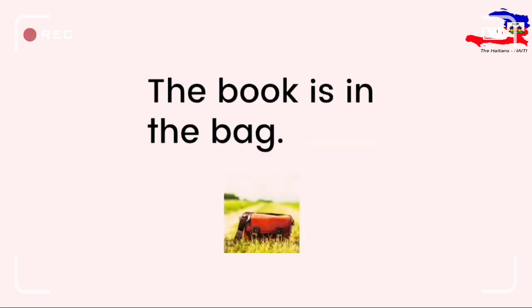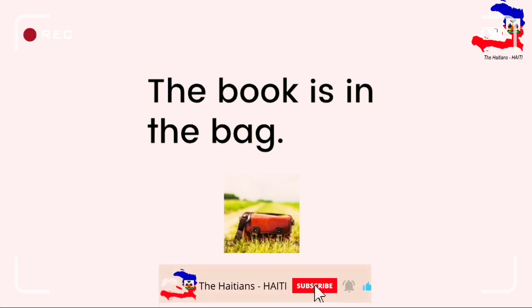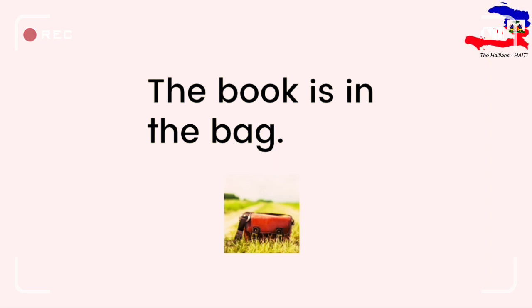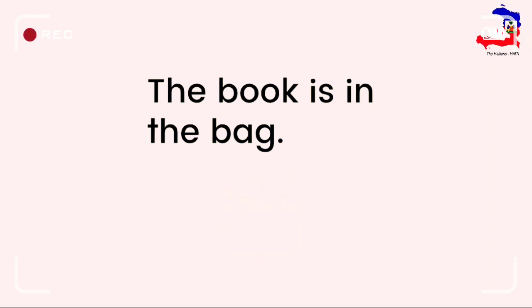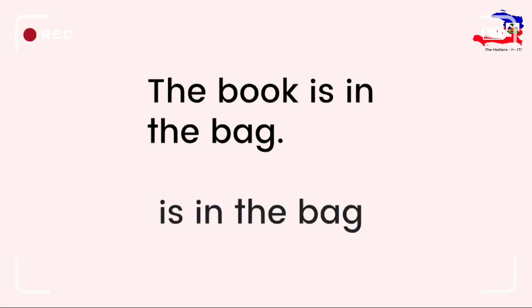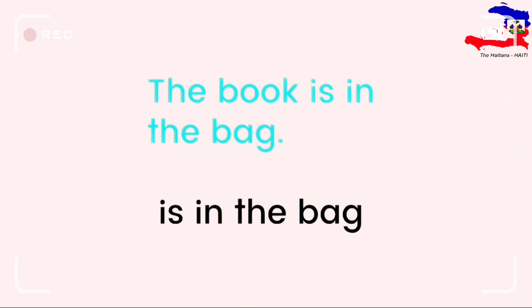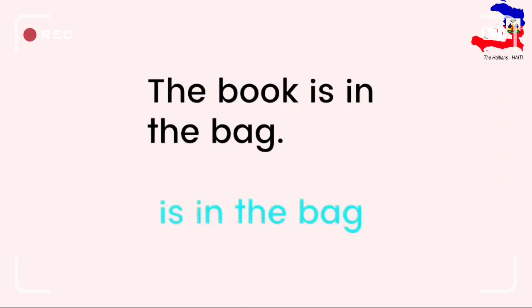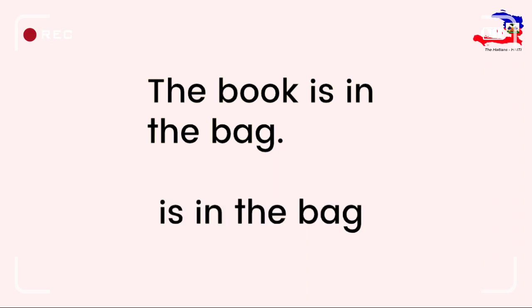Now look at this group of words. The book is in the bag. This is a sentence. A sentence is a group of words that state a complete idea. Sentences are like short stories. They have something to tell. Do you see how a sentence and a phrase are different? A sentence is a complete thought. A phrase is not a complete thought. It is missing something.